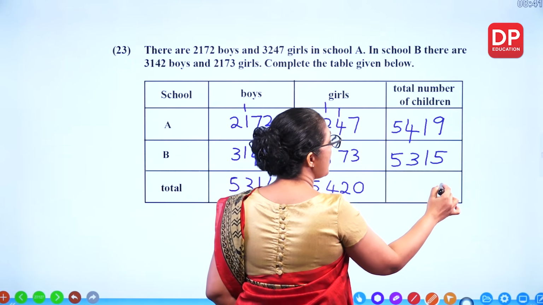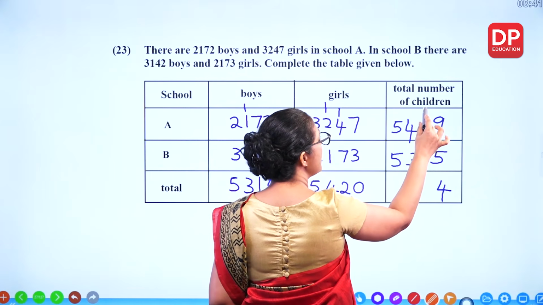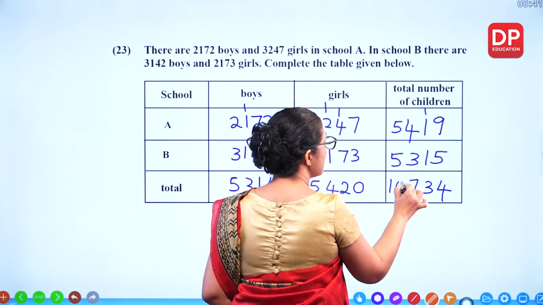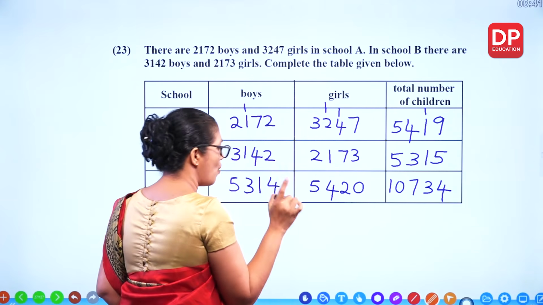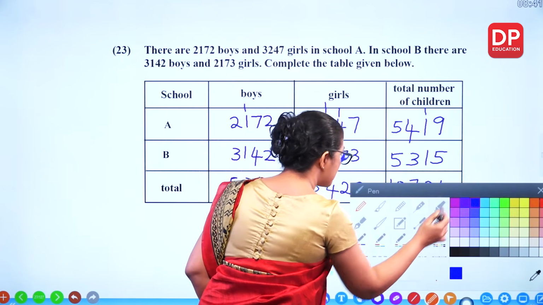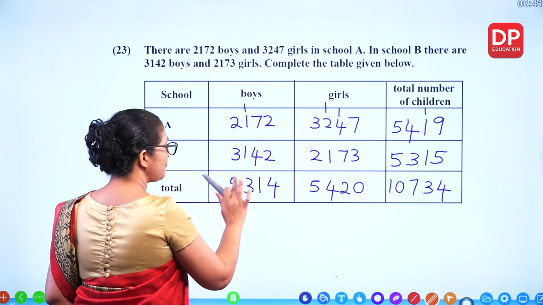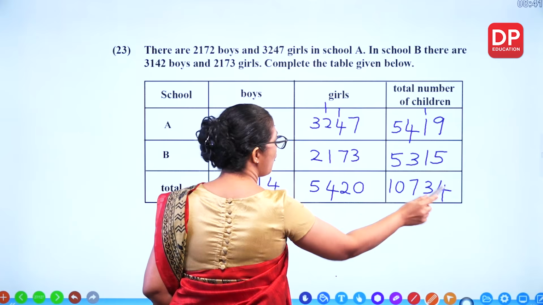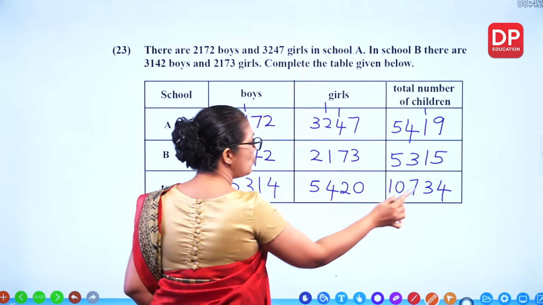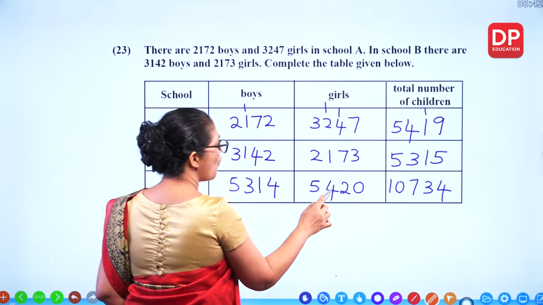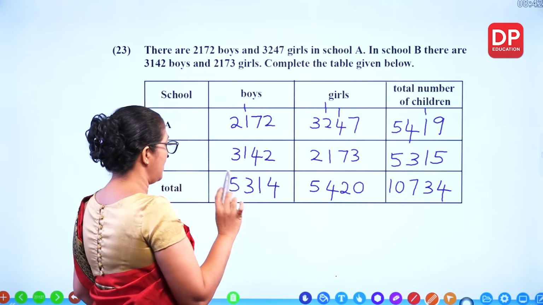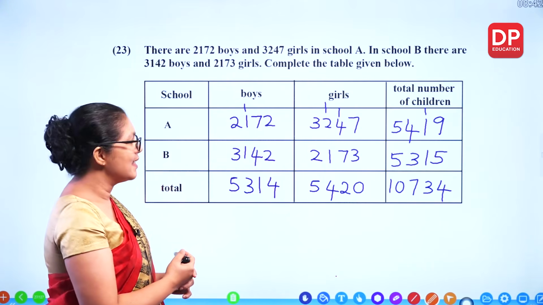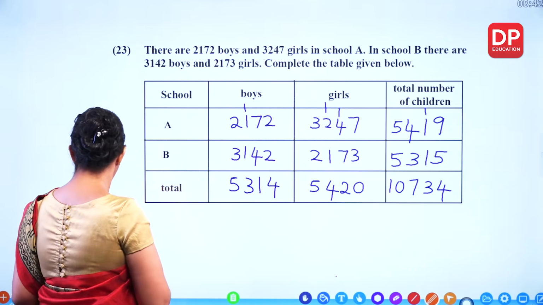9 plus 5, 14. 1 remaining. So you get 3, 7, 10. 10,734. Now I want to check whether this is correct this way as well. This total should be the same as this one. So 4 plus 0, 4. That's correct. 1 plus 2, 3. 3 plus 4, 7. That's okay. Last one. 5 plus 5, 10. So the final answer is correct.